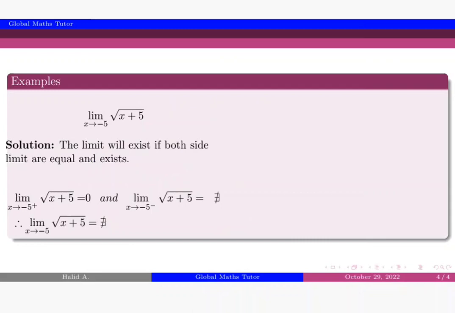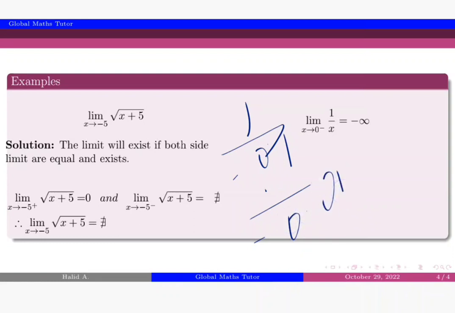Okay, let's do some other examples. For example, 1 over x. For 1 over x, when we approach from the negative side, for example, 1 over minus 0.1, it will be minus 10. 1 over minus 0.01, it will be minus 100. 1 over minus 0.001, it will be minus 1000, and so on.